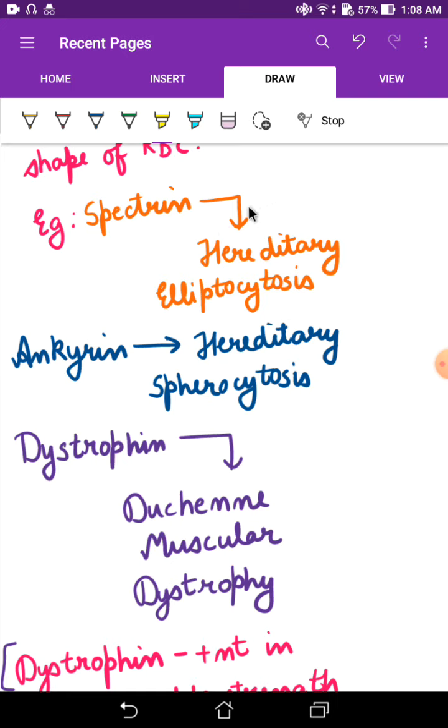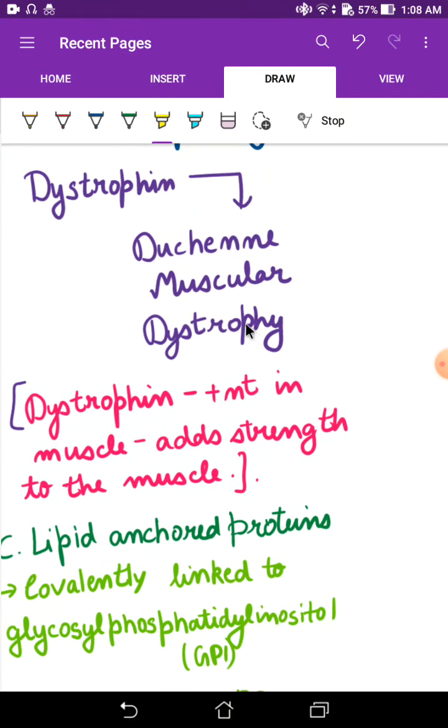Spectrin, when there is a mutation in it, what would it cause? Sorry, I was wrong. A spectrin mutation would cause hereditary elliptocytosis. And ankyrin, when there is a mutation in it, would cause hereditary spherocytosis. Dystrophin, its mutation causes Duchenne muscular dystrophy. Dystrophin is also a protein that gives structure. It is present in the muscle, and it adds strength to the muscle.